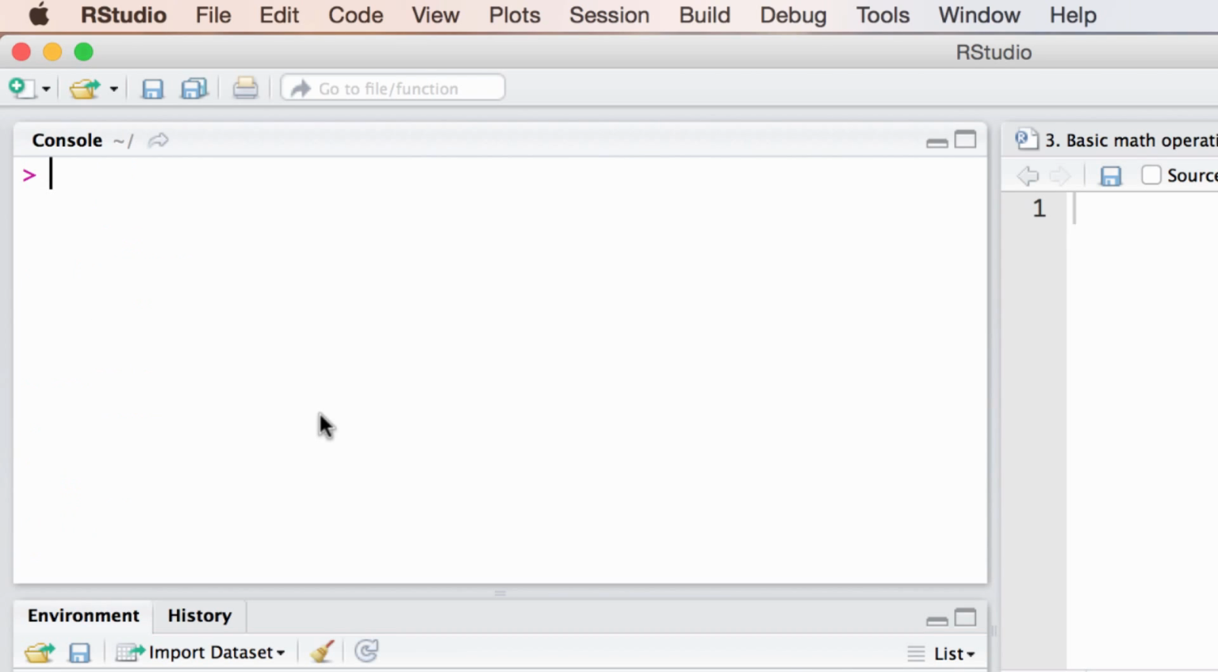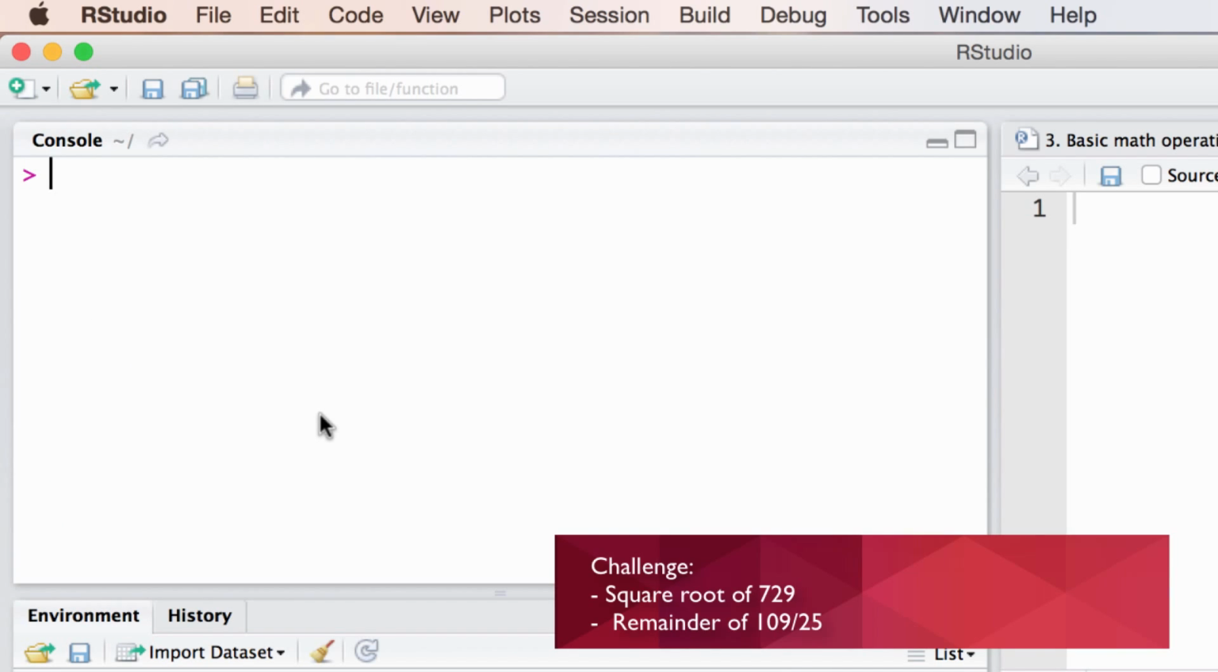I have a quick challenge for you. What I would like you to find out is, find the square root of 729. Once you find that out, also get me the remainder when 109 is divided by 25. I will pause the video for a few seconds for you to try it out on your R console. Once it is done, come back and check for the answer.